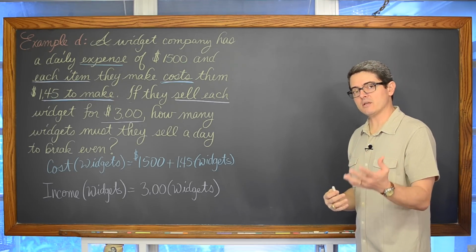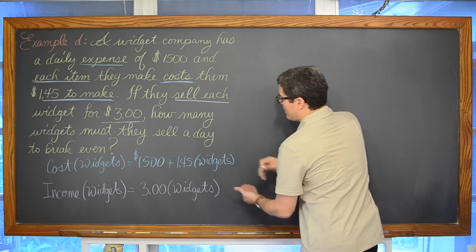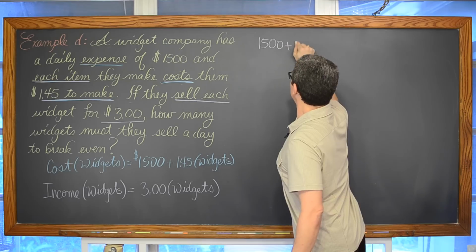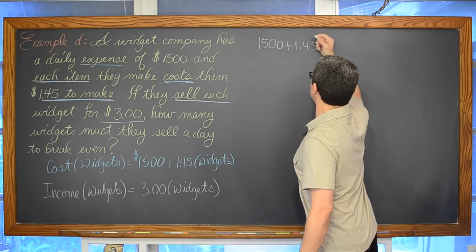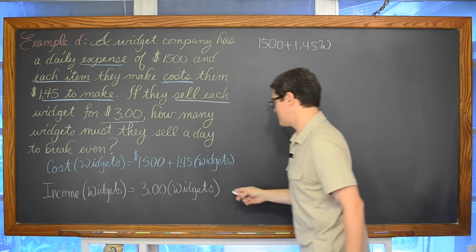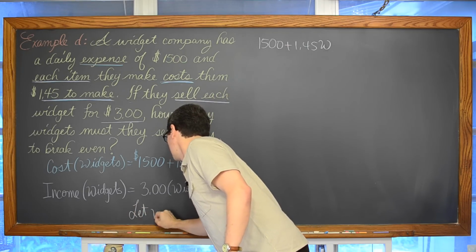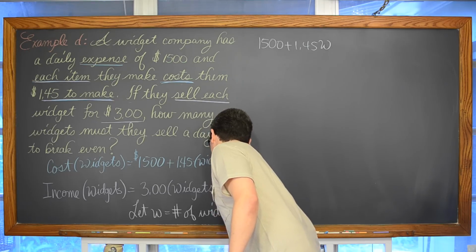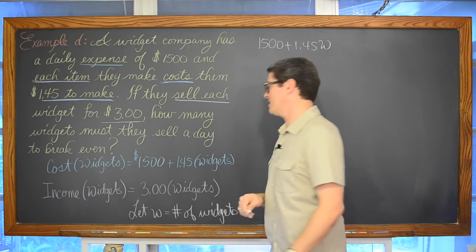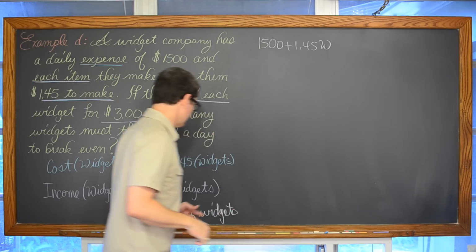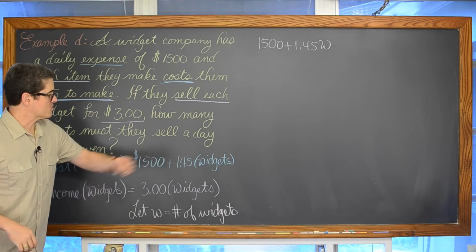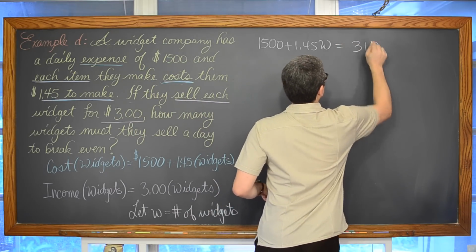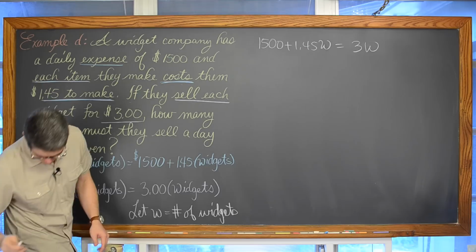Well, by saying that, I'm actually telling us how to set up the problem. Where does the cost, 1,500 plus 1.45 W, and let's call it W for widgets. When setting up word problems, it's always extremely important to define the variable. So we have 1,500 plus 1.45 W is equal to 3W, 3 times the number of widgets.